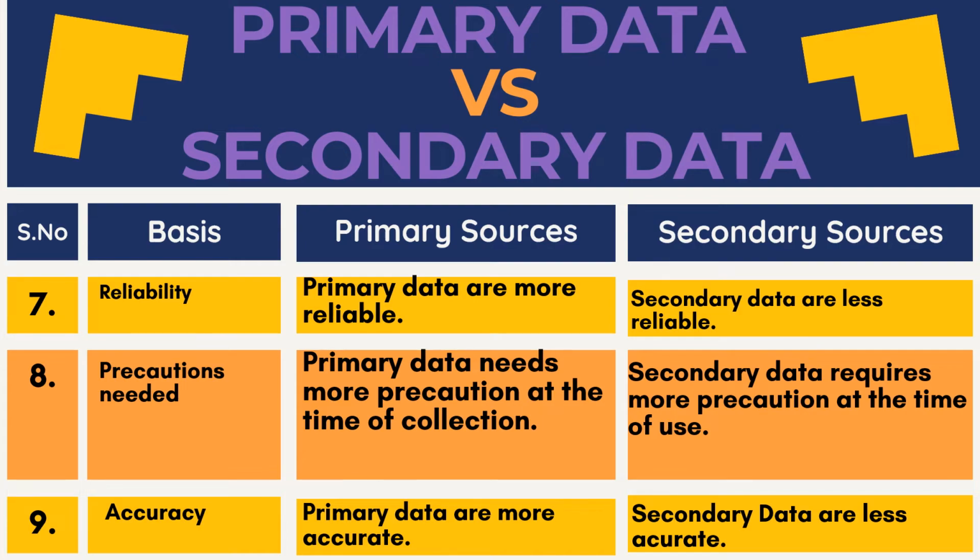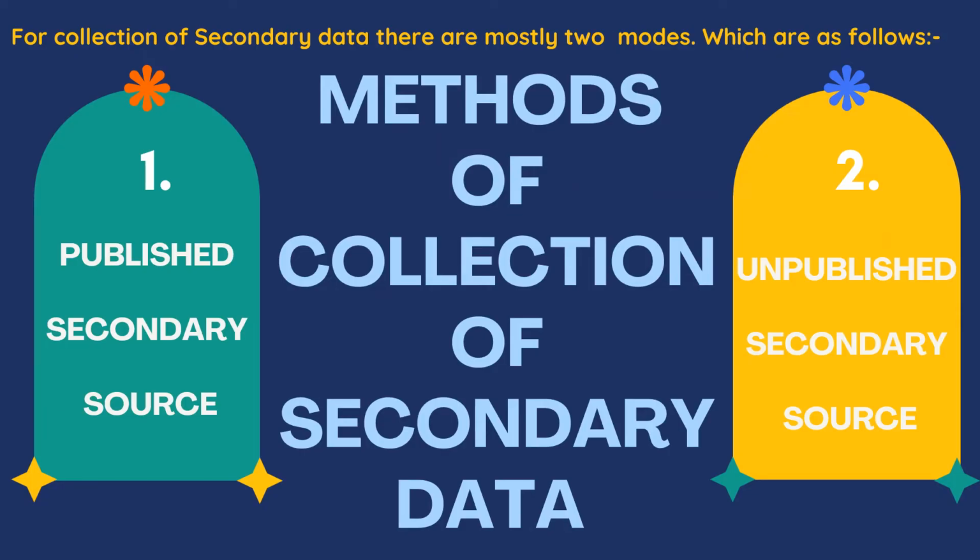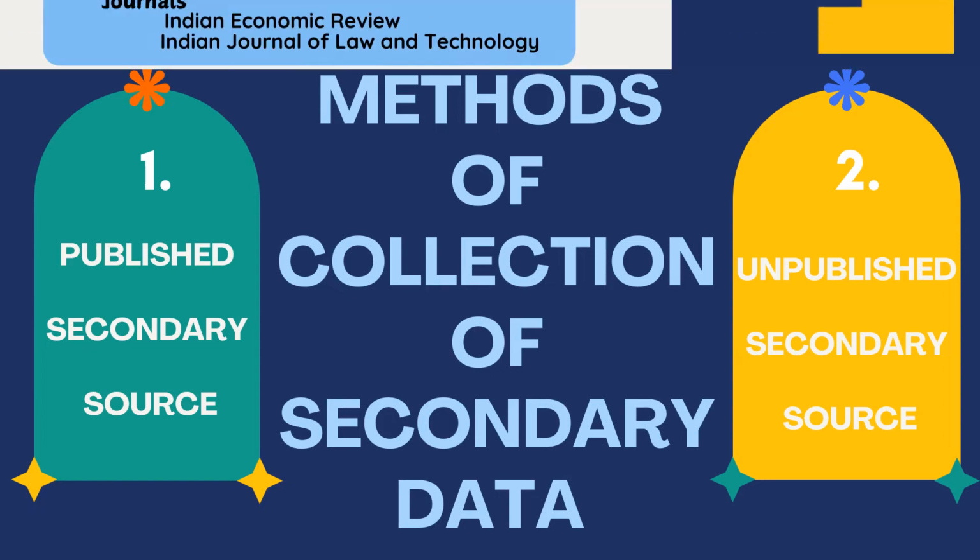The last differentiation point, the accuracy, which talks about the difference between primary sources and secondary sources on the basis of accuracy. Primary data are more accurate, whereas secondary data are less accurate. Now let's move to the next topic, that is the methods of collecting secondary data. There are two types, we know, published secondary sources and unpublished secondary sources. Now we are going to study both in detail.